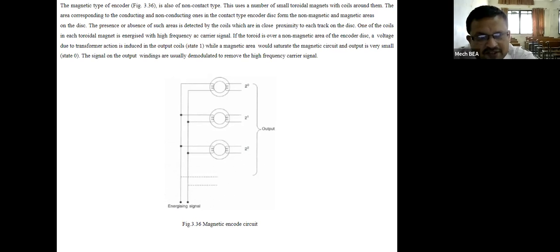One of the coils in each toroidal magnet is energized with a high frequency AC carrier signal. If the toroid is over a non-magnetic area of the encoder disk, a voltage due to transformer action is induced in the output coils. That is state 1. A magnetic area would saturate the magnetic circuit and the output is small, state 0. The signals on the output windings are usually demodulated to remove the high frequency carrier signal.